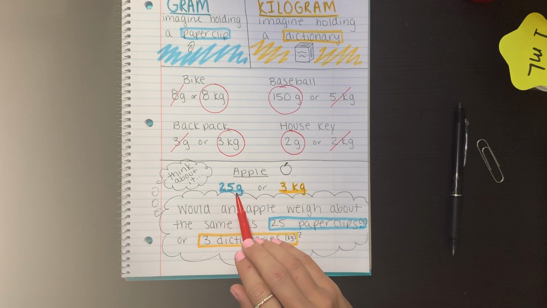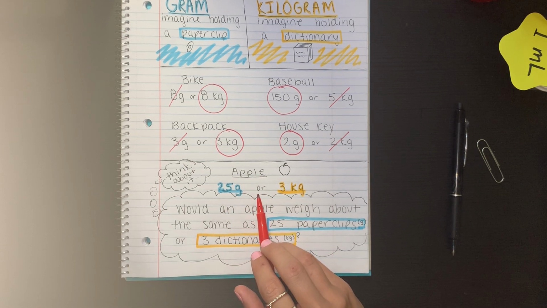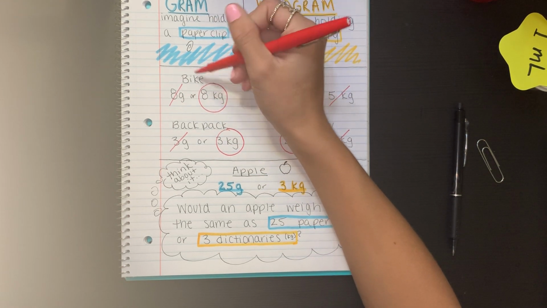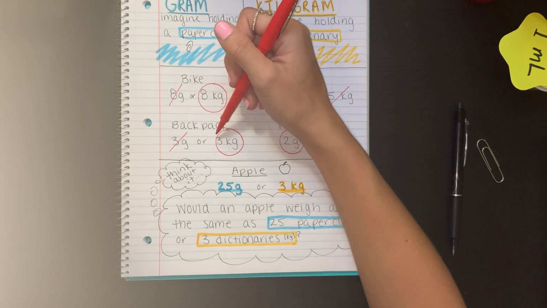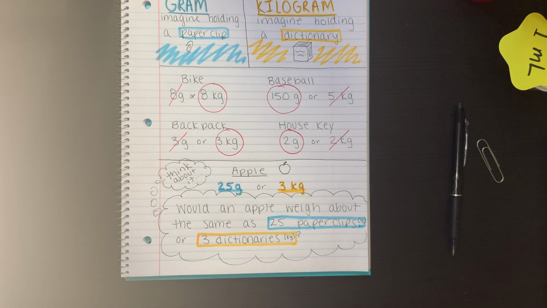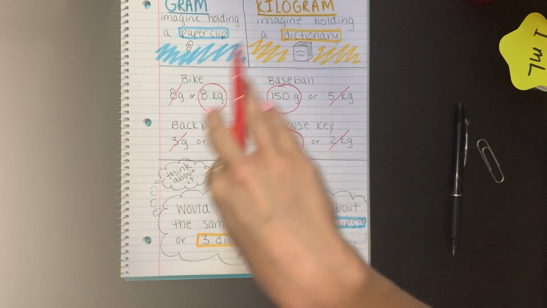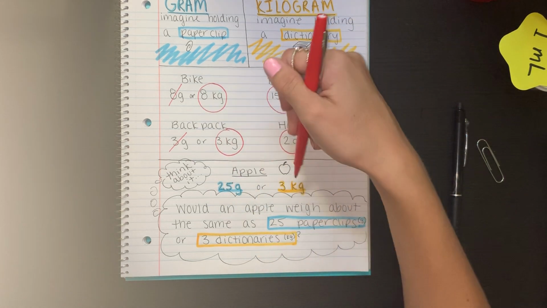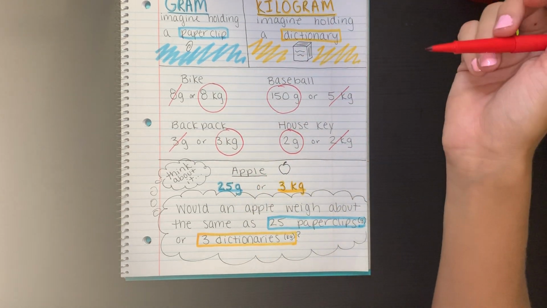So then down here, I have this little thinking bubble, and it says, think about it. Apple, 25 grams or 3 kilograms. So that one can be kind of tricky because we're looking at 2 totally different numbers, 25 and 3. It's not like 8 and 8 where I can simply compare the 2, or 3 and 3 where I can simply compare the 2. So this one's a little tricky because it's not anything super drastic like up here with the 150 and the 5. So because they're so close, that might be a little trickier.